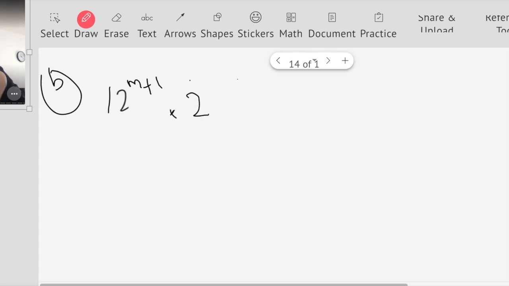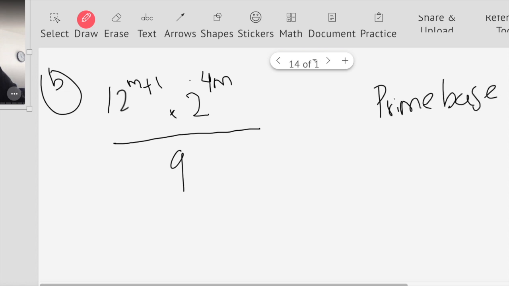12 to the m times 2 to the 4m divided by 9. So we want to write everything in prime bases. What do I mean by that? Well, 2, 3, 5, 7, 11. All right, these numbers, you want to end up with these bases.